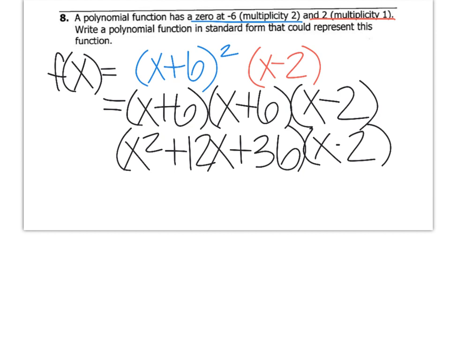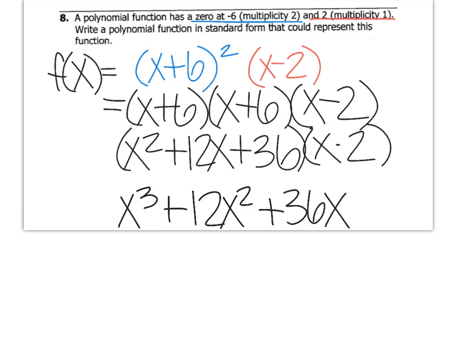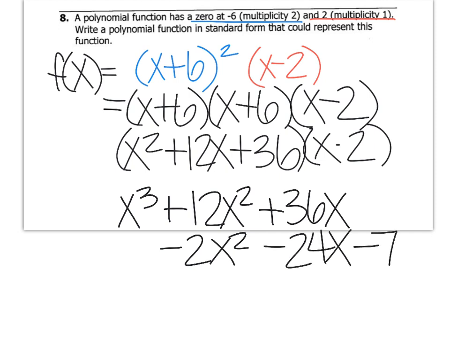Now we have to distribute this x minus 2 to every term in this parenthesis. So start with x times x squared gives us x to the third plus 12x squared plus 36x. Then multiply negative 2 by everything in the first parentheses. So we get negative 2x squared minus 24x minus 72.